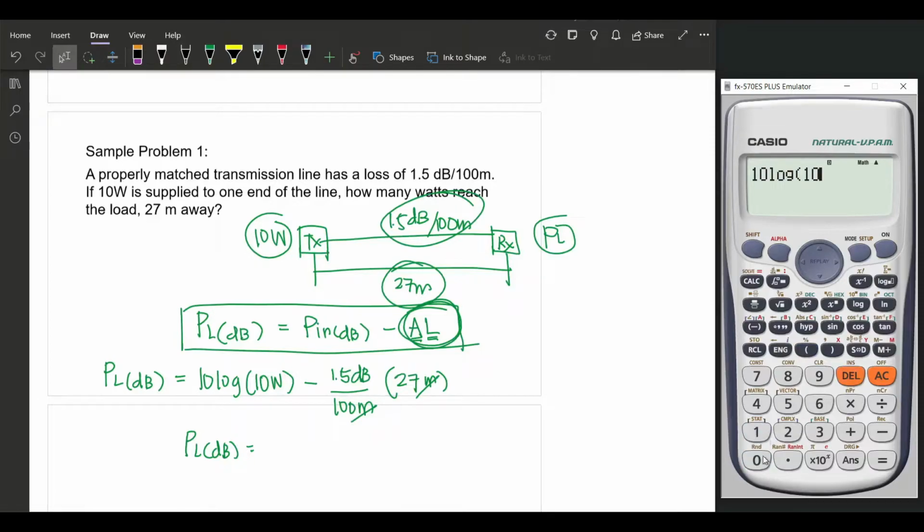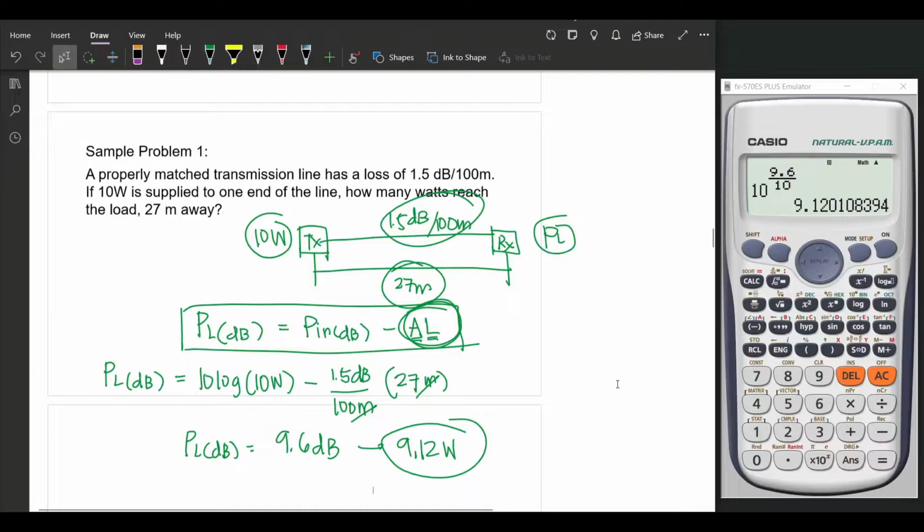So let's calculate. 10 log 10 minus 1.5 over 100, then multiply dun sa distance or dun sa length. So this is 9.6 decibel. Kung gusto mo i-antilog, paano ba mag-antilog ulit? 10 raised to 9.6 over 10. So ibabalik mo siya sa watts. Ganito gagawin mo, that is anti-logarithm. Pag in-antilog mo siya, it will be 9.12 watts.